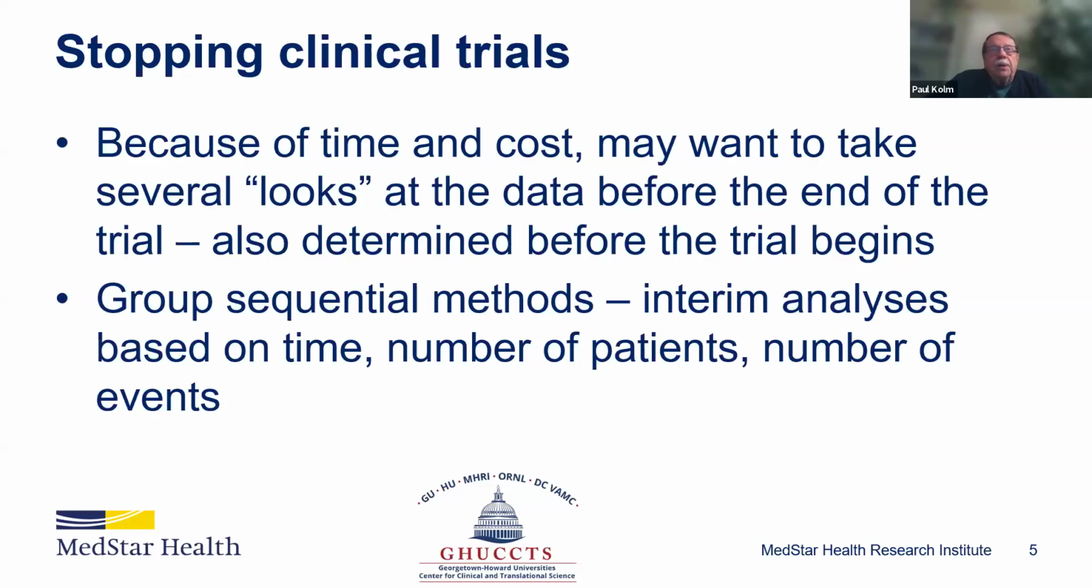begins. You can't just start the trial and then as you go along think, oh, now might be a good time to take a look at the data. This has to be specified beforehand. And so what we use is what's called group sequential methods. In other words, we're going to do interim analyses that are going to be based on time, or it can be based on the number of patients accrued or the number of events, which would be calculated the same way as the number of patients rather than time.